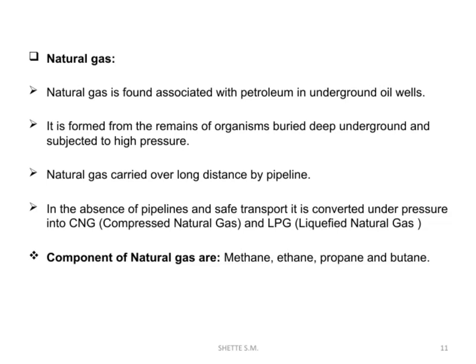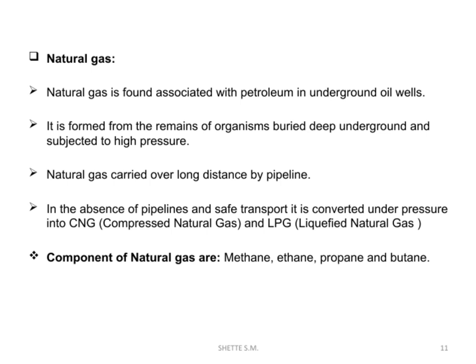Natural gas is typically found associated with petroleum deep underground in oil wells. It forms from the remains of tiny organisms that get buried deep beneath the Earth's surface, where they are subjected to intense pressure over time. This process transforms organic material into natural gas, which is then often found alongside oil.